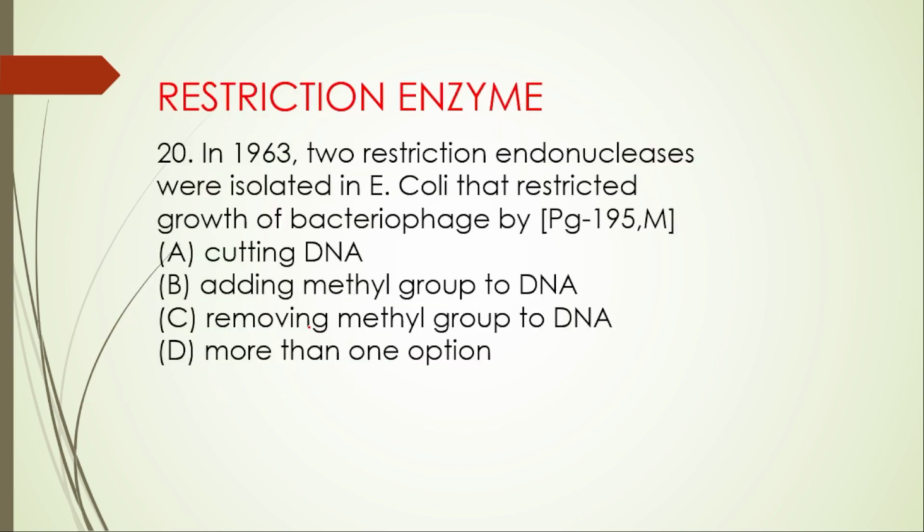Next, 20th question. In 1963, two restriction endonucleases were isolated in E. coli that restricted growth of the bacteriophage by A. cutting DNA, B. adding methyl group to DNA, C. removing methyl group from DNA, D. more than one option is right. So here the right option is option D, because adding a methyl group to DNA and cutting DNA, these two.